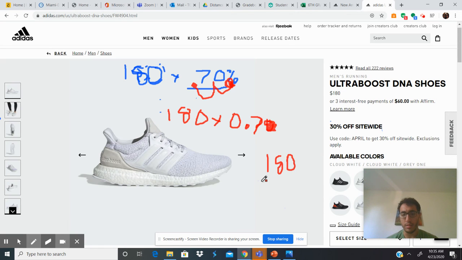180 times 0.7. 7 times 0, 0. 7 times 8, what we already said earlier, that is 56. 7 times 1, 7. Plus 5, 12. Now guess what? Remember, this is a decimal. How many numbers do I have behind the decimal here? 0. How many numbers do I have behind the decimal here? Un número detrás del decimal.